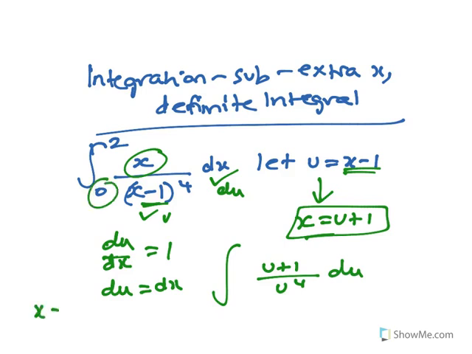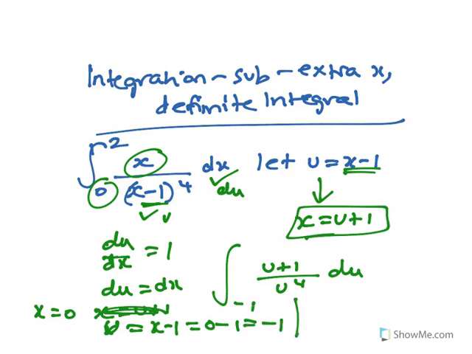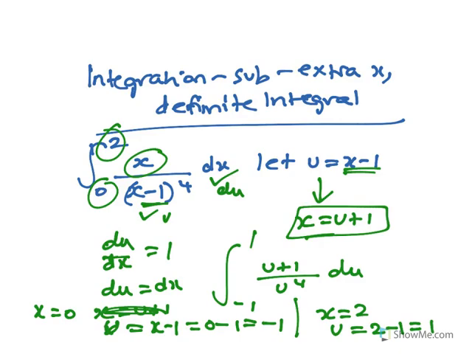So the first endpoint is x equals 0. So use u equals x minus 1, so it's 0 minus 1, which is minus 1. And start at minus 1. Then if you put in x equals 2, because that's the other endpoint, then you get u equals 2 minus 1, which is 1. So it goes from minus 1 to 1, u plus 1 on u to the 4 du.